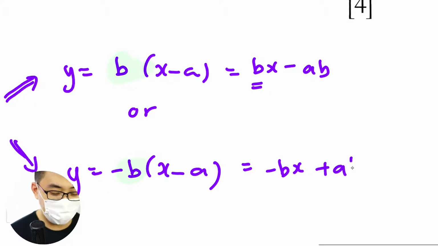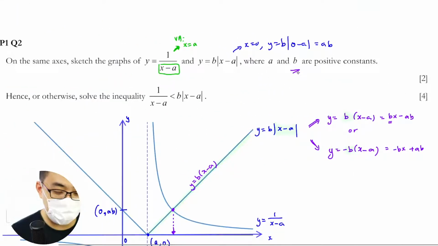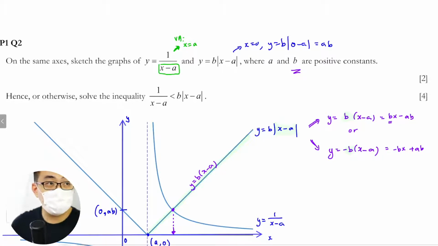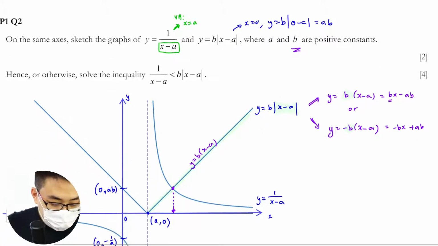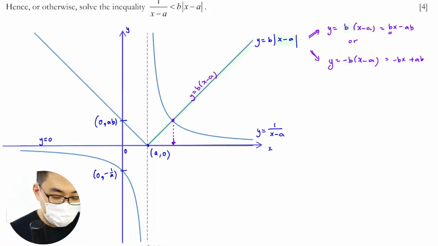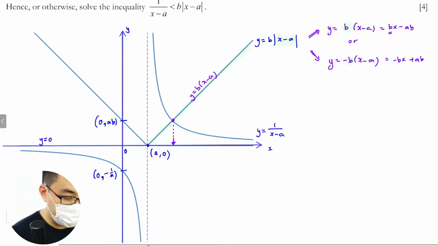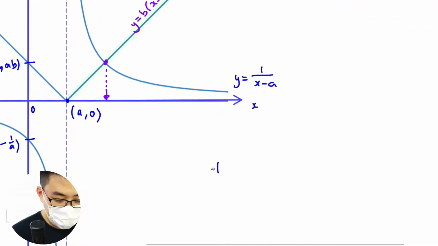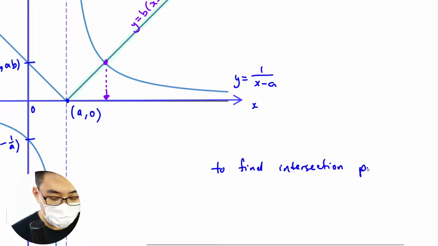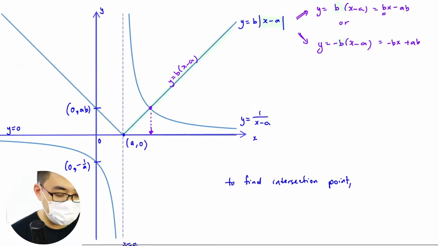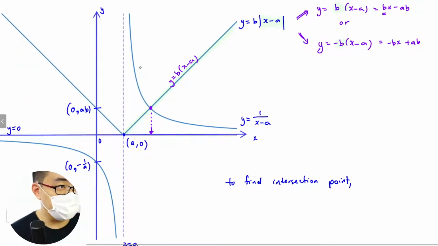Wait, I cannot assume b is positive. Is b positive? Yeah, b is positive. So b is a positive constant. That's why you get this part here. So if you want to find this intersection point, what you need is to take this equation here and solve it with this equation.